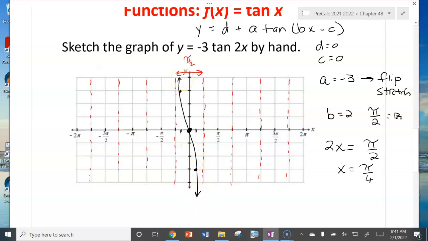And I can just repeat the same thing over here, and the same thing over here. See if I can get through the points. And so forth.